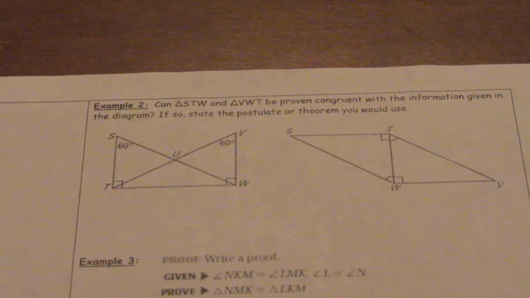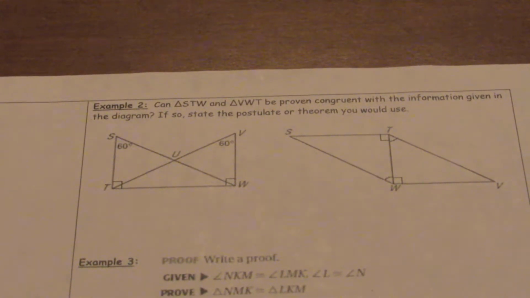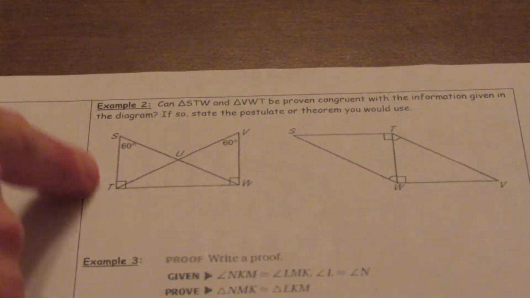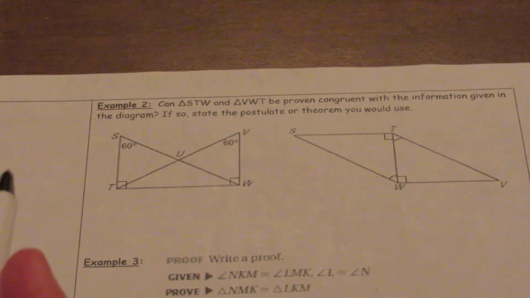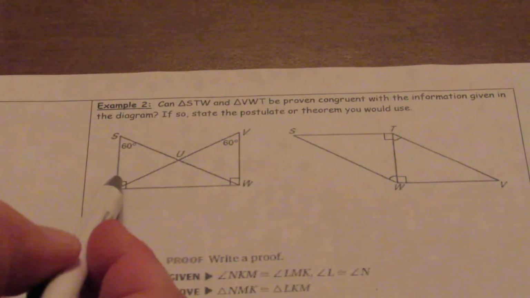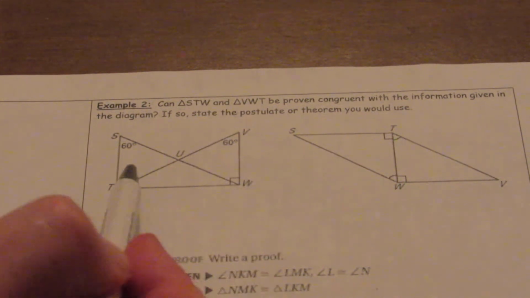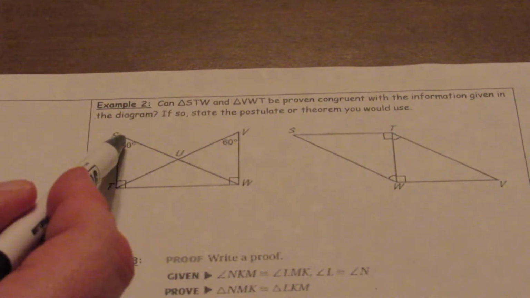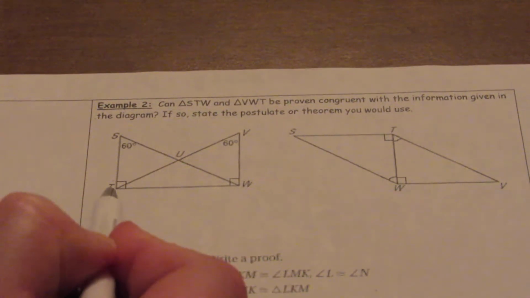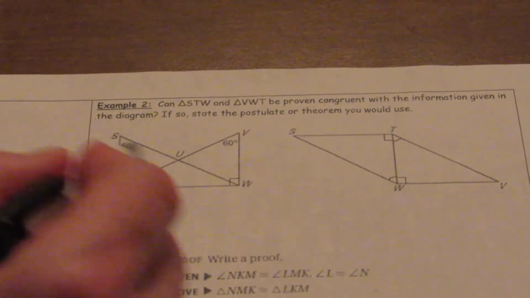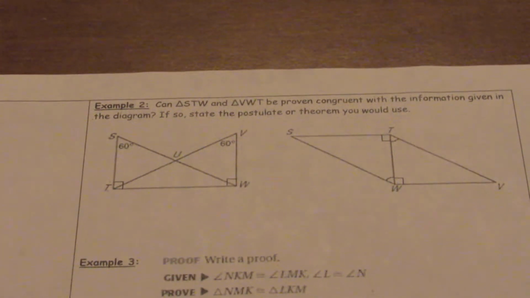there we go. We're looking to see, can STW and VWT be proven congruent? Okay, so same type of thing we were looking at on the last ones. Now here we have overlapping triangles. So if your triangles are overlapping, make sure you're looking at what triangles you're doing. Like we could do SUT and VUW, right? But we're looking at STW and VWT as we're looking at these. So we're looking at these right triangles here, right?